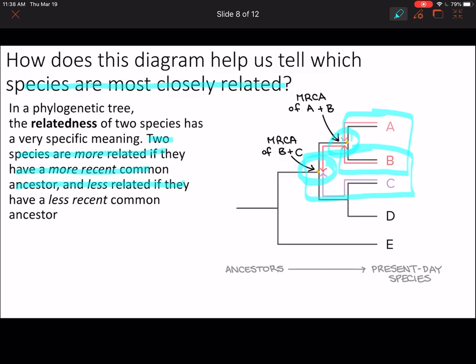This makes a lot of sense if you think about the structure of your own family. If you have a sibling, for example, me and my brother, our most recent common ancestor is our parents, our mom and our dad, right? And so we would say that we're very closely related. We have a really recent most recent common ancestor. It would be our parents. But if I wanted to look at how closely related I am to my cousins, well, the most recent common ancestor I share with my cousins is actually my grandparents. So I would say that I am less closely related to my cousins than I am to my siblings because I share a less recent most recent common ancestor. It works the same way for species in evolutionary history.